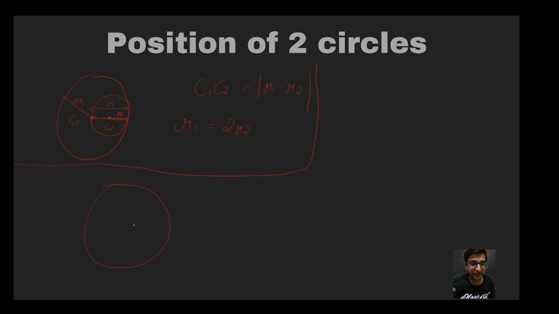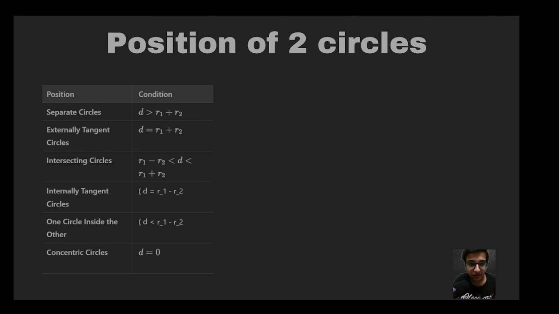And let's say there is a circle that lies somewhere just inside. Then we can say that C1C2 is less than modulus of R1 minus R2. Here we cannot comment on R1 and R2 as well. Of course, R1 would be greater than 2R2 for this case. So again, these are some cases that you need to remember by heart. There are a lot of questions asked based on this.